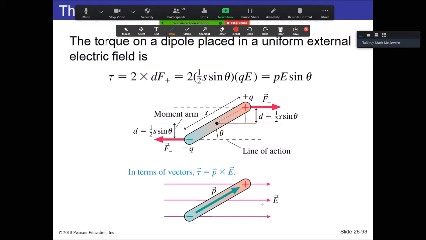You take your fingers, align them along p, and you open your palm up towards E, and the way you curl your hand is the direction it rotates. Your thumb into the page indicates the direction of the torque vector. But you can see here with the sine function, it's stable at 0 degrees, right? And it's also stable at 180 degrees. There's no torque, right?